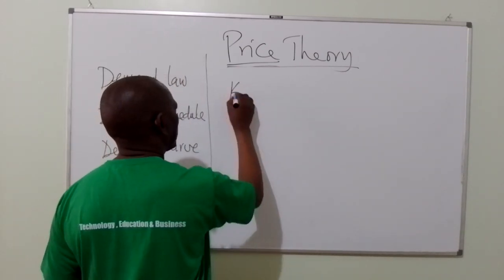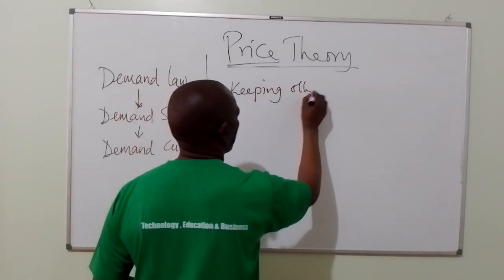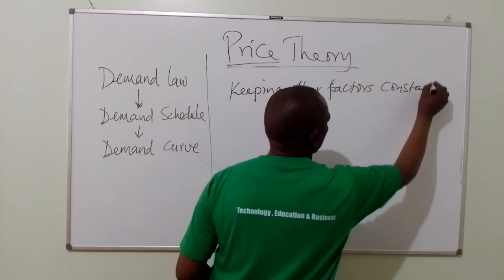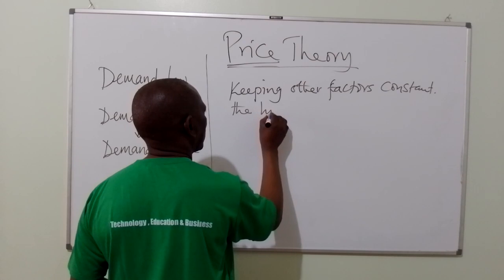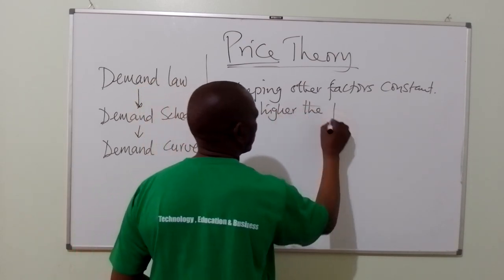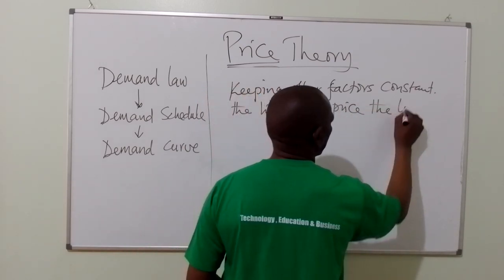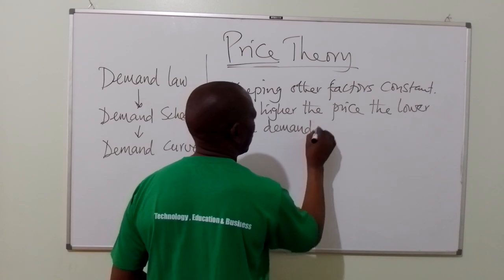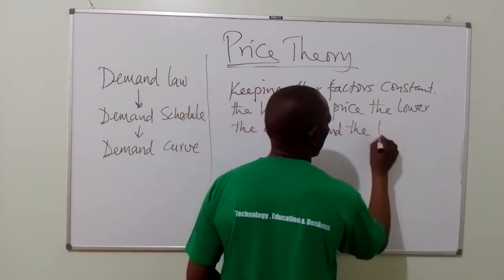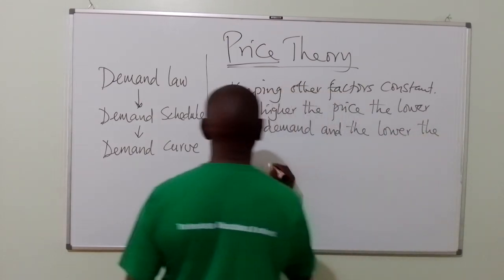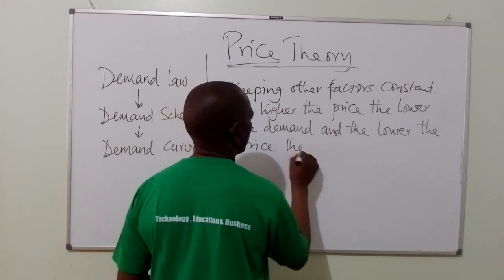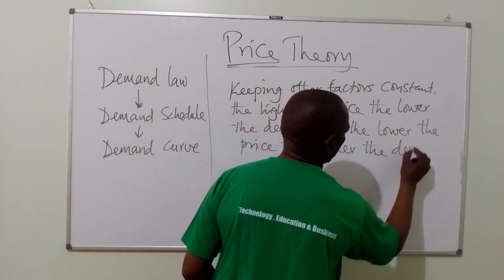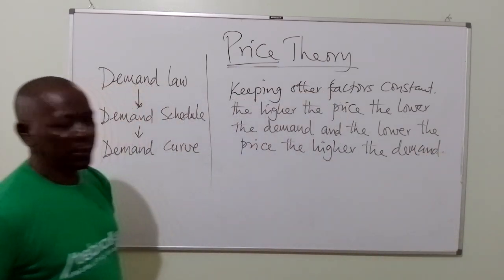So the law says, keeping other factors constant, the higher the price, the lower the demand. And the lower the price, the higher the demand. That is the demand law.